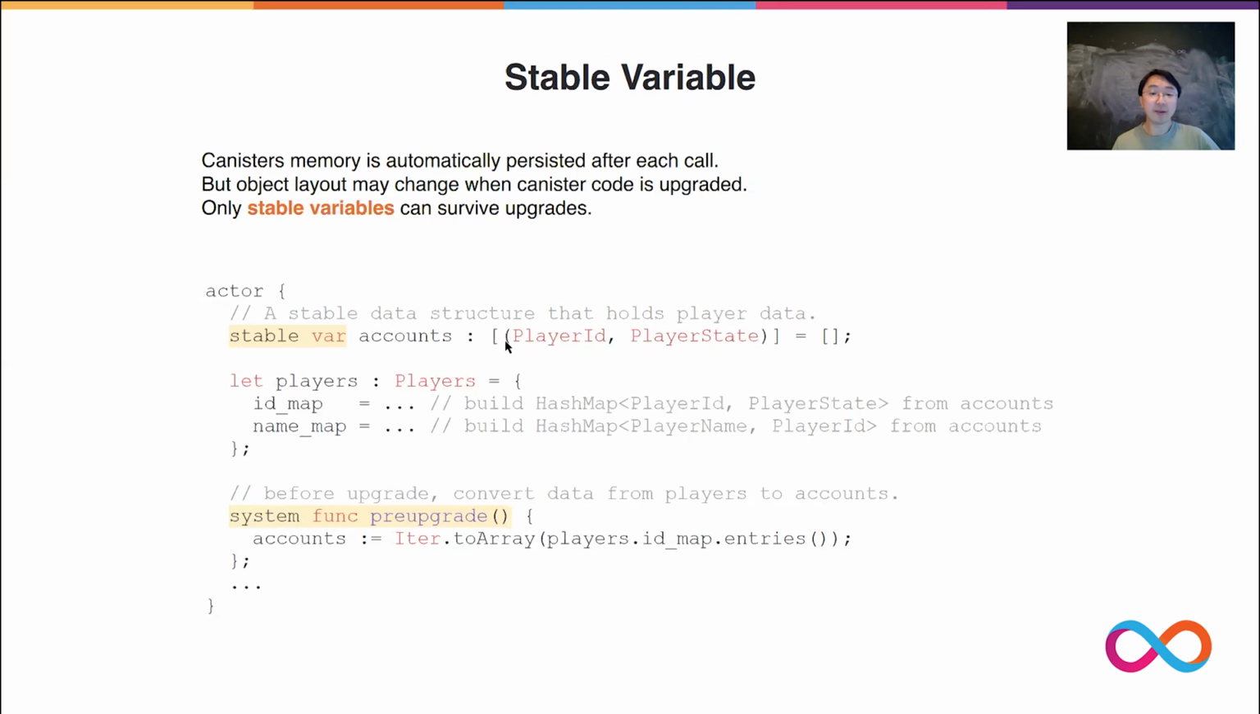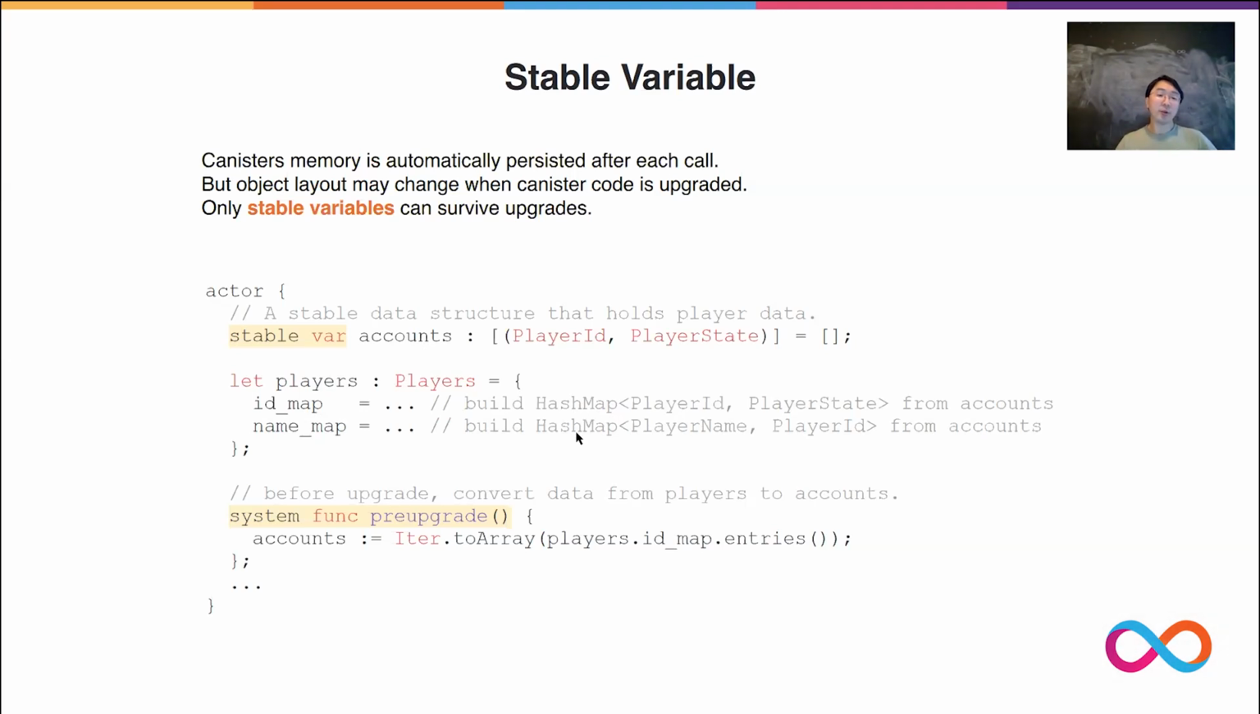So the thing here is my accounts. I remember user accounts with an array of tuples as a stable variable, so that when I upgrade my game, I don't lose all the registered accounts. But internally to the canister, I actually use a more efficient representation for the players when I want to do the lookup. So I use two hash maps.